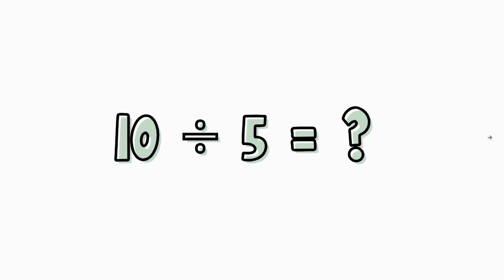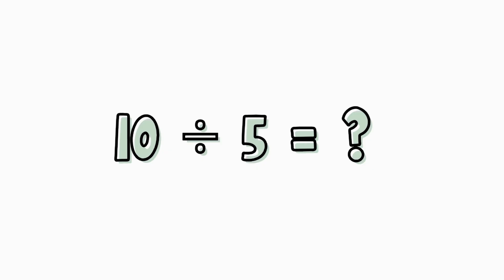Let's start by looking at the division equation 10 divided by 5 equals question mark. It is important to understand what each part of the division equation actually means. 10 is our dividend, which means the total number of objects we have to divide. 5 is our divisor, which talks about the number of groups that they will be broken into. And the question mark stands for our quotient. It is the answer to a division problem.